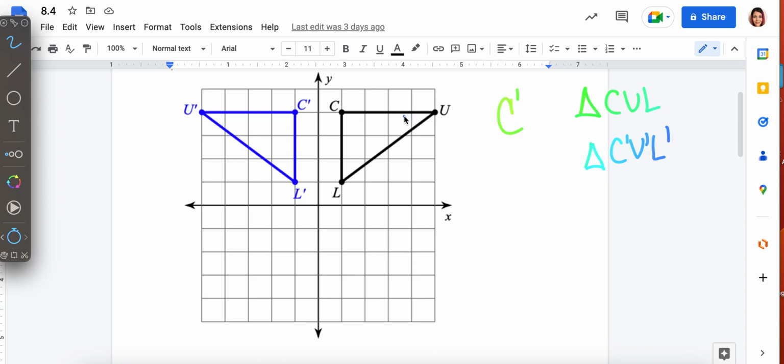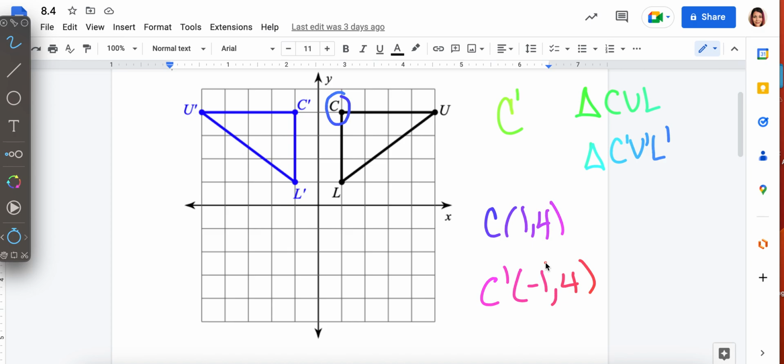So the easiest way to do this is to actually pick a point. I'm going to pick from the original. C is located at (1, 4), over 1, up 1, 2, 3, 4. And then C prime is located at (-1, 4). And you can kind of see what happened to it. We can see that the x became negative.